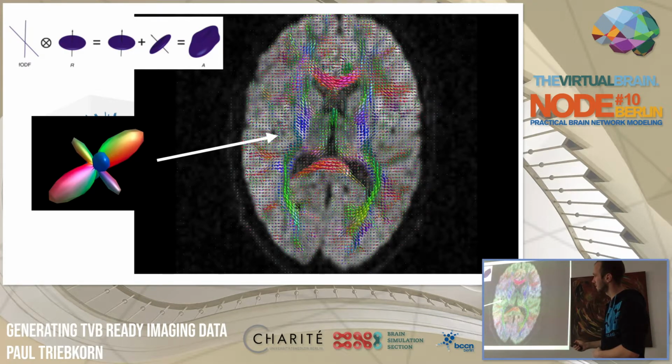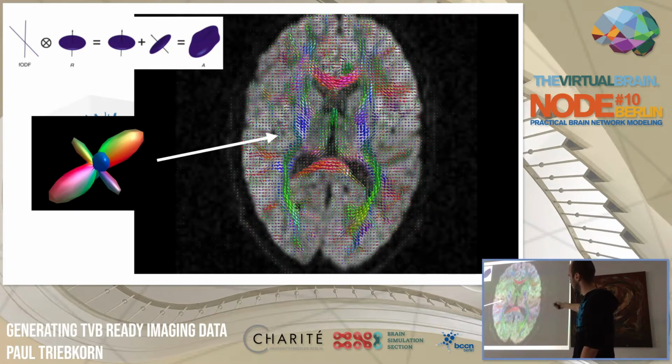And basically the signal that you measure in these other voxels is just a convolution of the fibers in that specific voxel with the response function, or the signal you would measure if all voxels were aligned perfectly. And this is what you get there. And basically this is the signal that you measure then in the MRI.